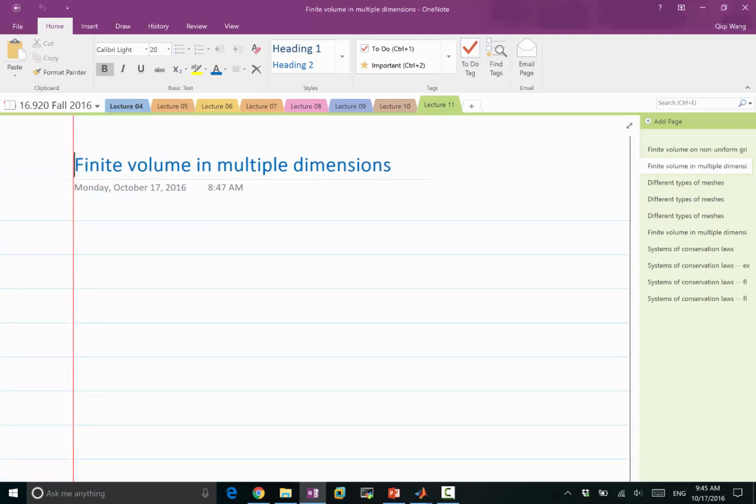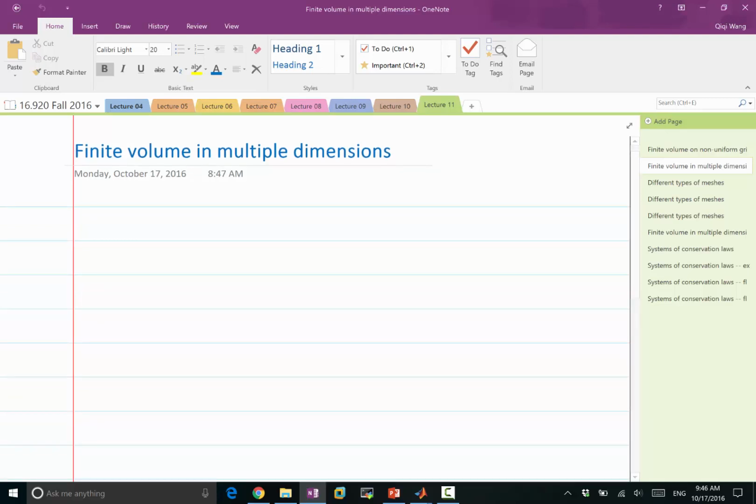So multiple dimensions is really a slight extension of the finite volume scheme on a non-uniform grid. In multiple dimensions, let's write our conservation law as partial u partial t plus the divergence of a flux vector, which is a function of the solution u, equal to 0.